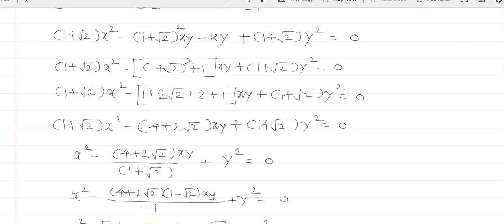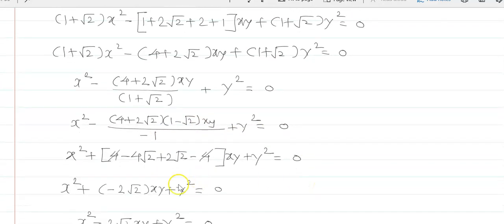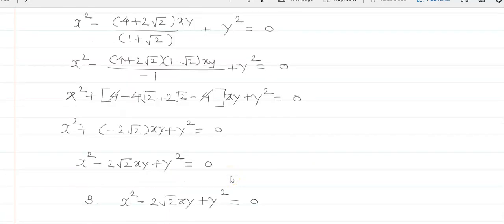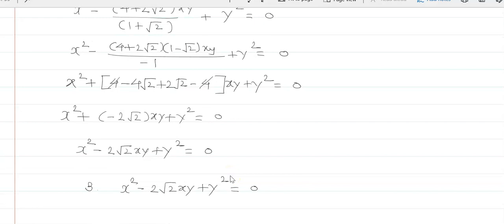If you solve this, that is x square minus 4 plus 2 root 2 into minus 1 minus root 2 into xy upon minus 1 plus y square, and simplify this, then you will get x square plus, in square bracket, 4 minus 4 root 2 plus 2 root 2 minus 4, bracket complete, into xy plus y square is equal to 0. That is x square minus 2 root 2 xy plus y square is equal to 0, and hence option 3 is the correct one.